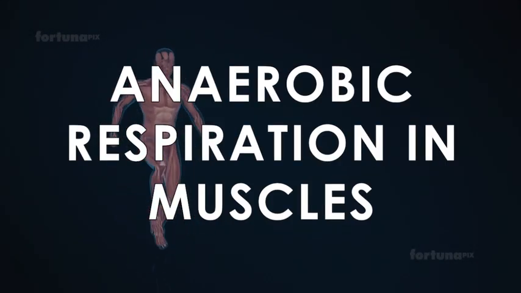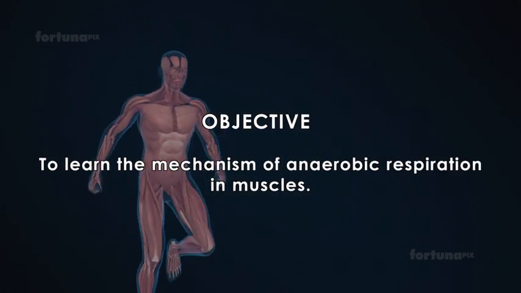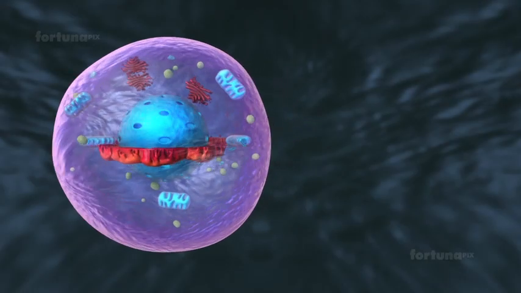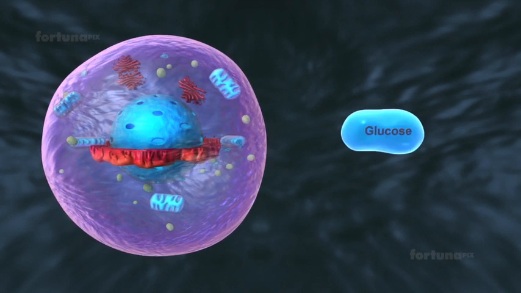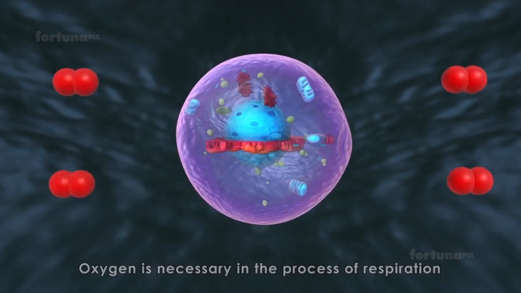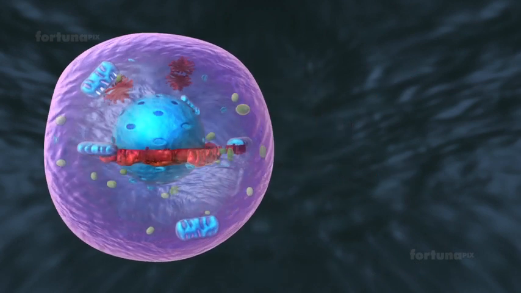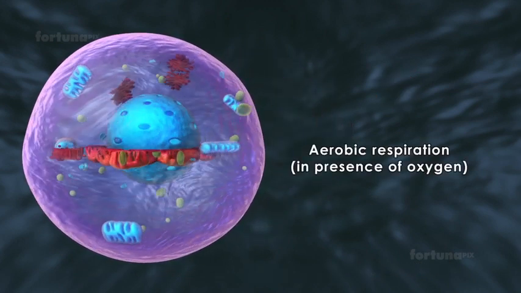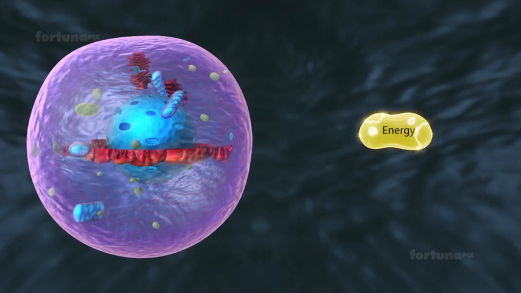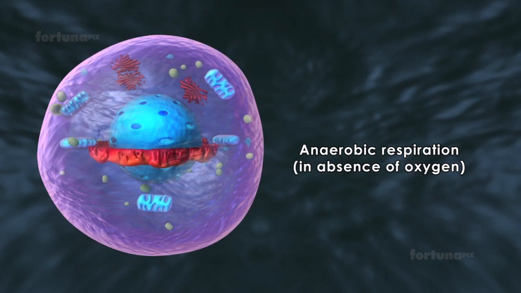Anaerobic respiration in muscles. Objective: to learn the mechanism of anaerobic respiration in muscles. Cellular respiration is a process during which energy is released from glucose to perform essential functions. Normally, oxygen is necessary in the process of respiration, and therefore it is referred to as aerobic respiration. However, cells can also respire and release energy in the absence of oxygen, a process referred to as anaerobic respiration.